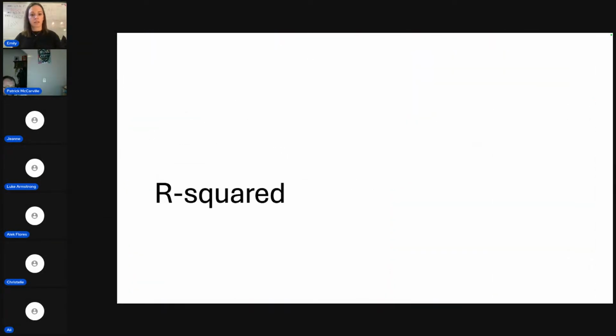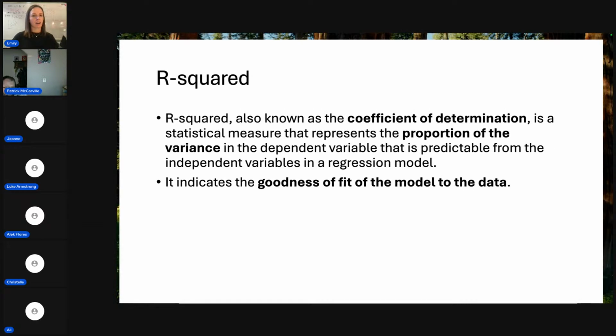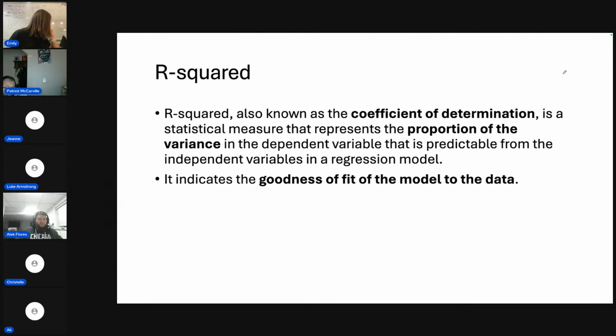Back to our content here. Next thing we're going to talk about is R squared, which is known as the coefficient of determination. You might hear it referred to as that. And it's a statistical measure that represents the proportion of variance in the dependent variable predicted from the independent variables in a regression model. Sometimes it's referred to as the goodness of fit. There could be a question of how good of a fit your model is to the data.